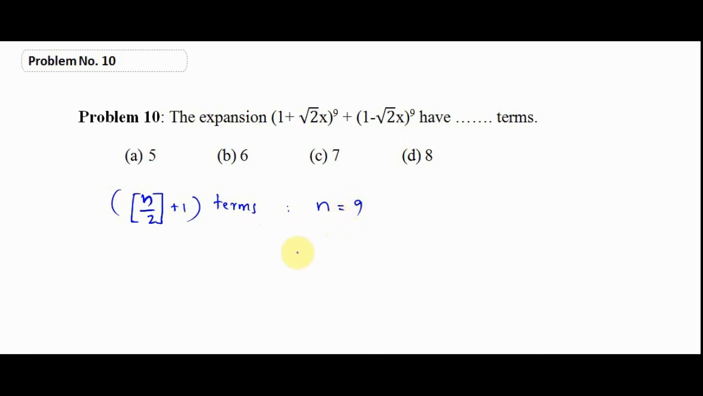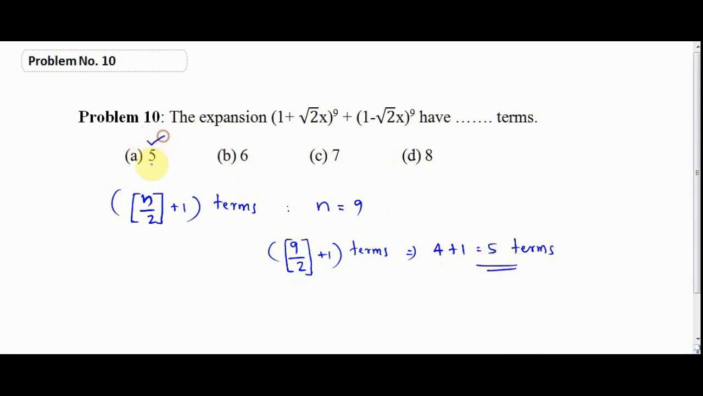Therefore it will have 9/2, rounded off to the nearest integer, plus 1 that many number of terms. So 9/2 is 4.5. When we round off that to the nearest integer, we get 4. 4 plus 1 is equal to 5. So it will have 5 terms in the expansion. Okay, so here the right answer is given by option A, that is 5.